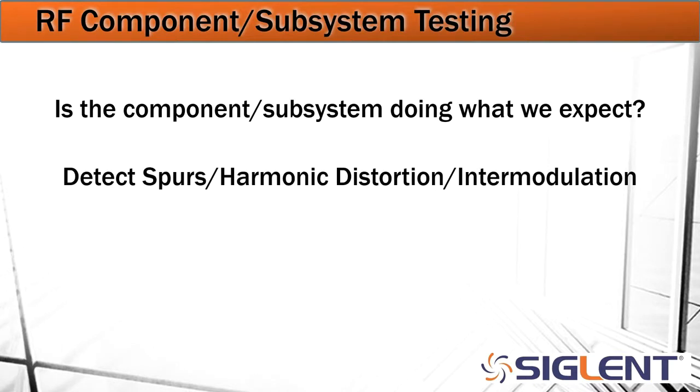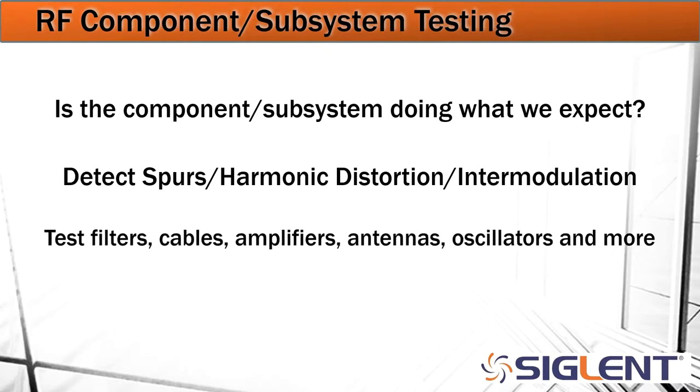We can detect spurs, harmonic distortion, and intermodulation because the spectrum analyzer allows us to visually see exactly what's happening with respect to frequency in that particular component or subsystem. And finally, we can test filters, cables, amplifiers, antennas, crystal oscillators, and more because, again, we can visually see the frequency ranges and the actual frequency footprint and amplitude directly on the spectrum analyzer display.